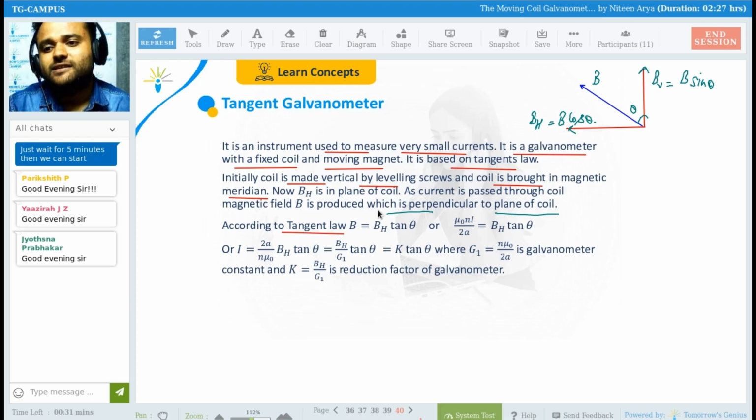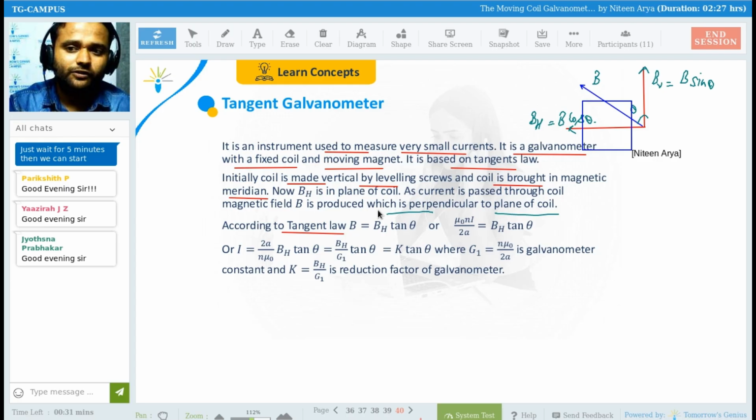What is the meaning of this? Suppose I draw my coil in this way. So this is in the plane of coil, not this B, not this BB.